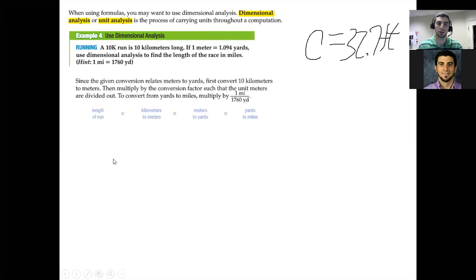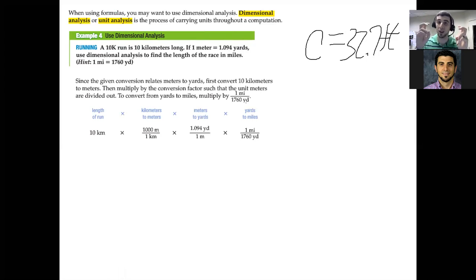So here's how we do it. We know the length of the run is 10K, right? Now we know in order to get meters into yards, we need kilometers to be converted to meters. So a kilometer means 1,000 meters. Okay, so that means there's 1,000 meters in 1 kilometer. Now here's the thing. Lots of times students get confused. Which way do I set it up? Do I put 1,000 over 1 or 1 over 1,000 with the kilometers and meters? Well, the units tell you what to do.